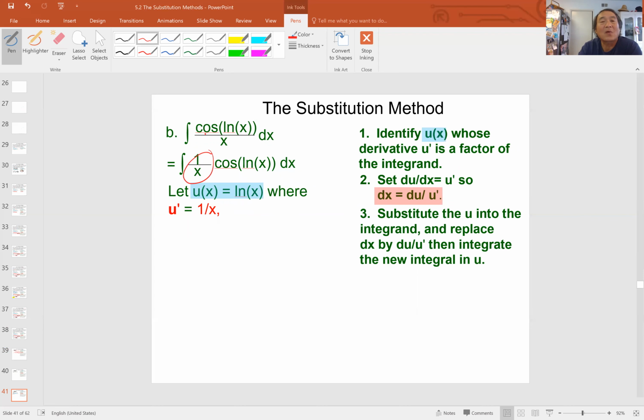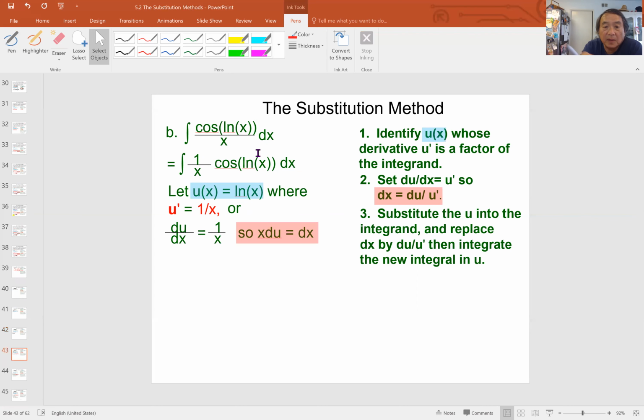And so the problem can then be changed into u. So here we go. Log of x is u. So cosine log x is cosine of u. Okay. And dx is going to be replaced. Remember, dx is replaced by du over u prime. So we put u for log x, and put dx as du over u prime.